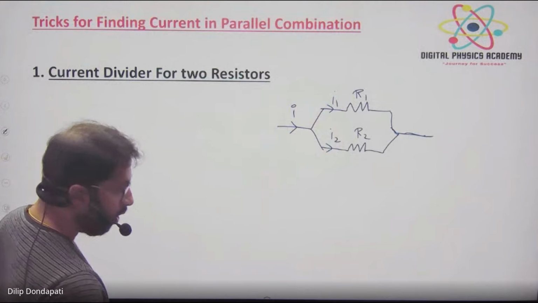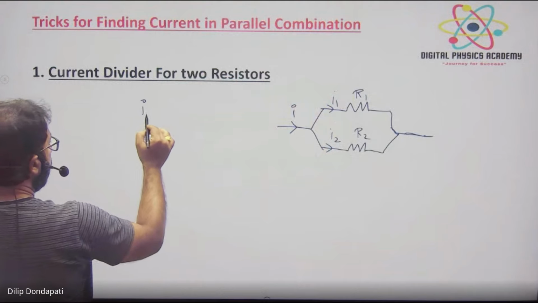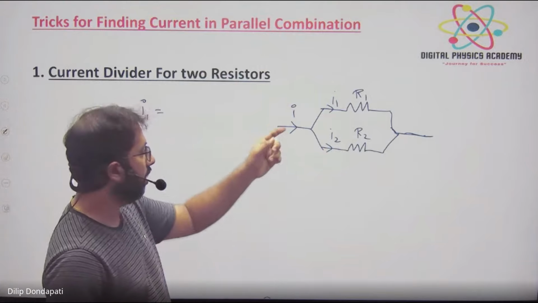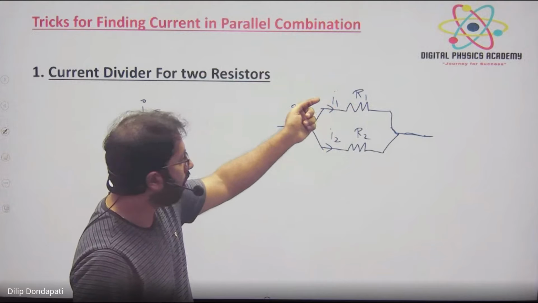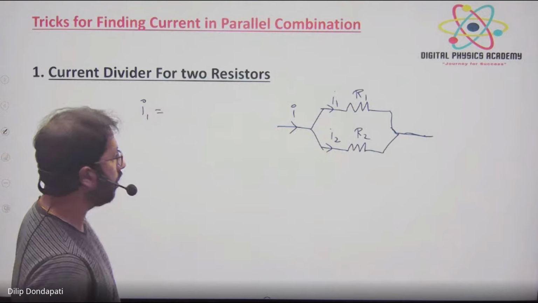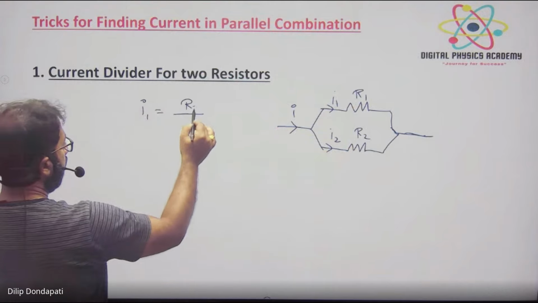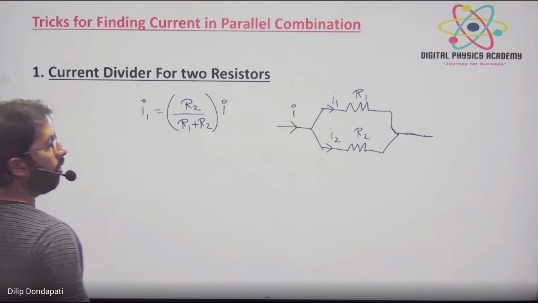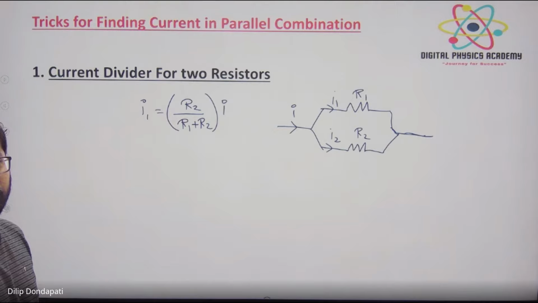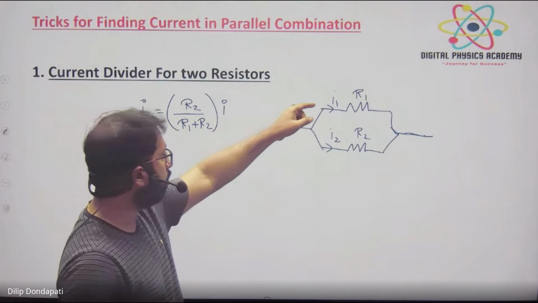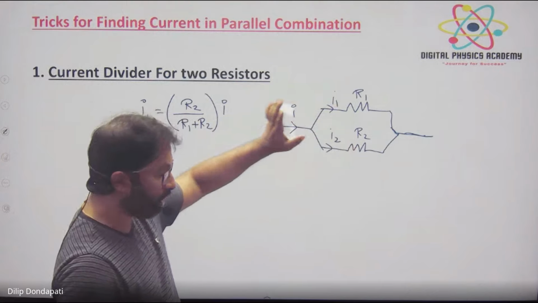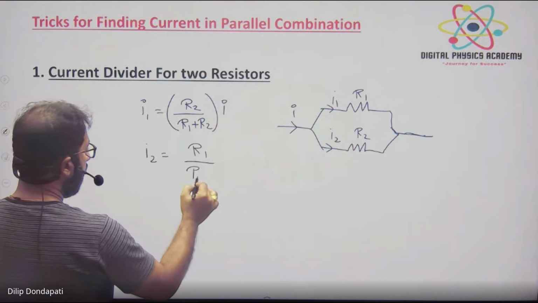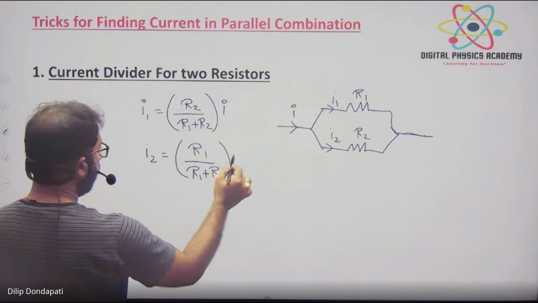तो formula है: I1 is equal to, now here inverse relation है current और resistance का। So I1 चाहिए, बोले तो opposite resistance यानी R2 वाला use करेंगे: R2 by R1 plus R2 times the total current. उल्टा आएगा, right? Current divider में resistance का inverse ratio। Similarly I2 will be R1 by R1 plus R2 times the total current.